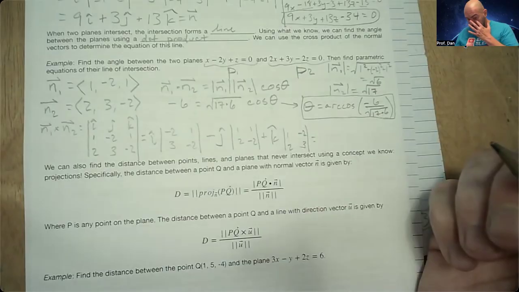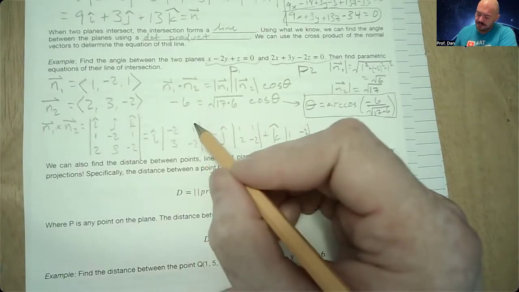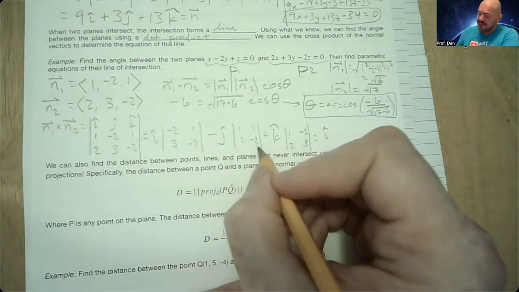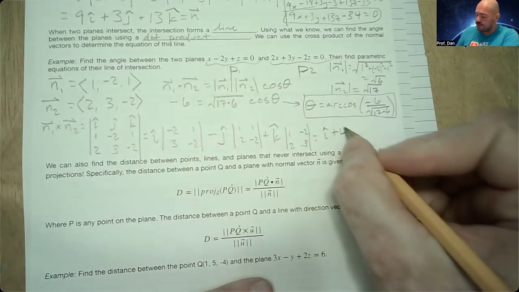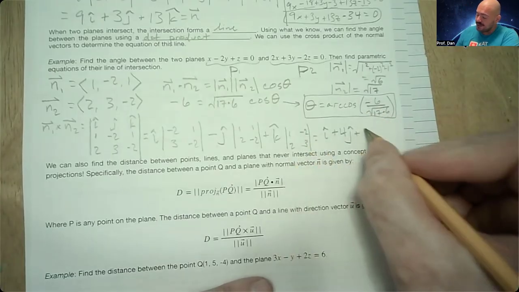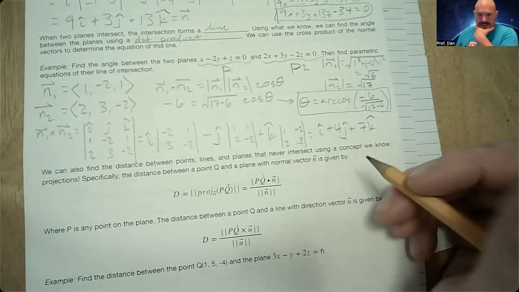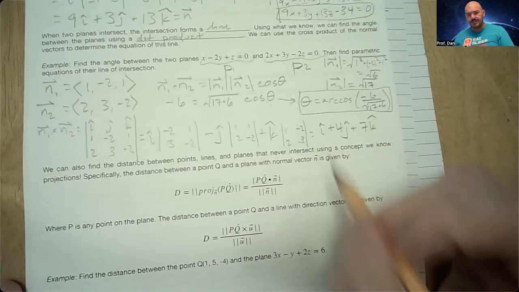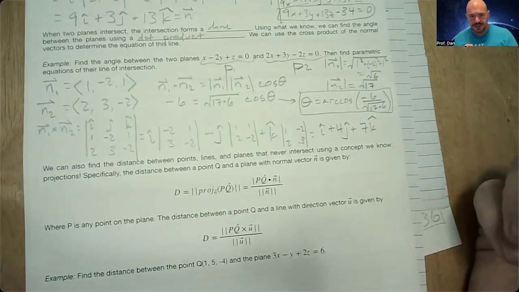So I end up getting 4 minus 3. So that's just 1i. -2 minus 2. So -4. Since there's already a minus there, it'll be plus 4j. 3 minus -4 gives me plus 7k. So that means that the slopes that I'm going to use in my parametric equations are going to be 1 for the x equation, 4 for the y equation, and 7 for the z equation.